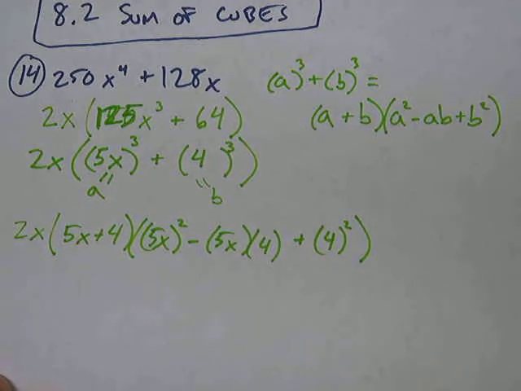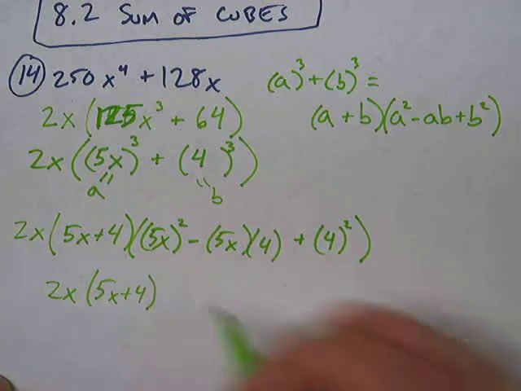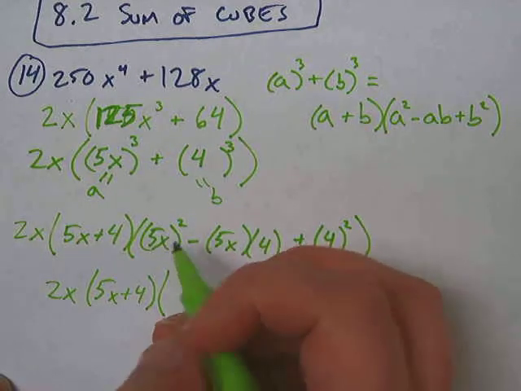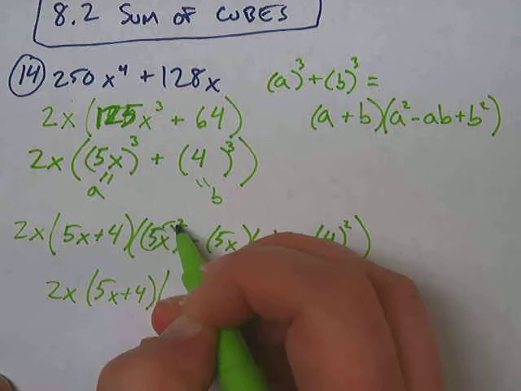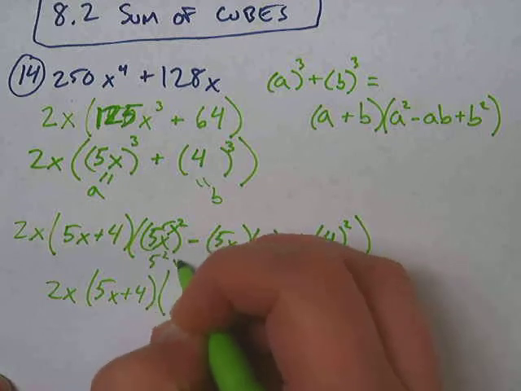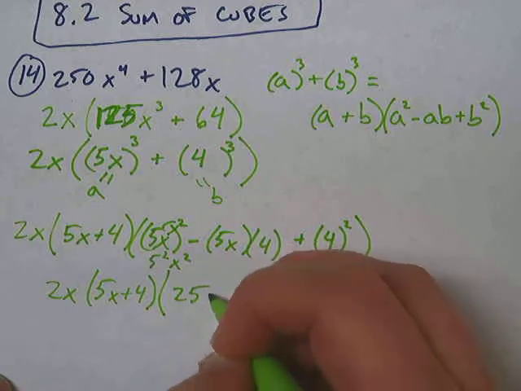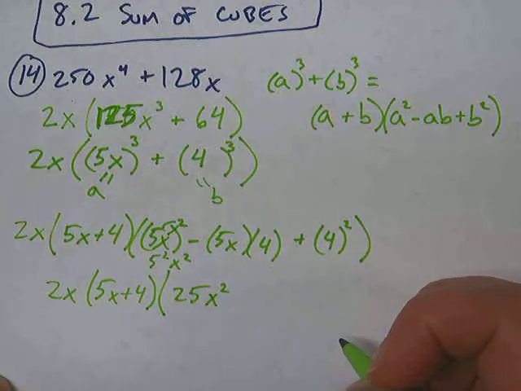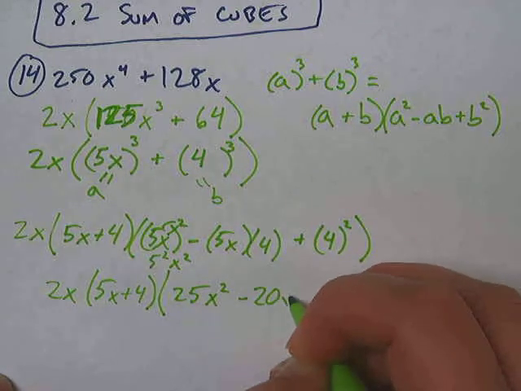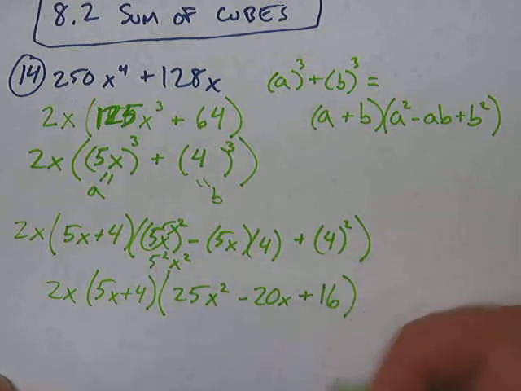And then from here we're just looking to simplify, so we have 2x on the outside, 5x plus 4 is already as simple as it gets. 5x squared, so remember when we square things inside parentheses, we have to give the square to both of these. So this is actually going to be 5 squared x squared, and 5 squared is 25. So we have 25x squared. Then minus 5x times 4, so that's going to be 20x. Plus 4 squared, which is 16.